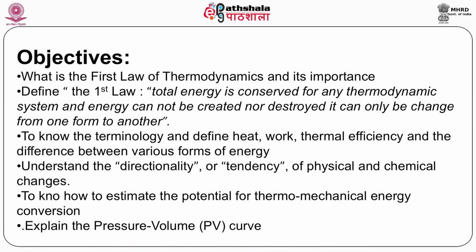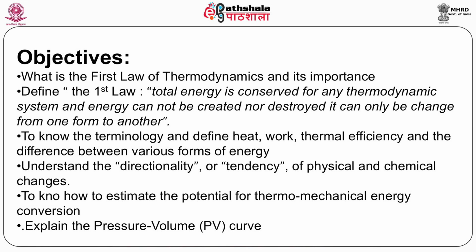Now the third objective is to know the terminology and define heat, work, thermal efficiency, and the difference between various forms of energy. Now the fourth objective is to understand the directionality, or also can call as tendency of physical and chemical changes. The next one is to know how to estimate the potential for thermomechanical energy conversion, and lastly you should be able to explain the pressure volume curve or the PV curve.